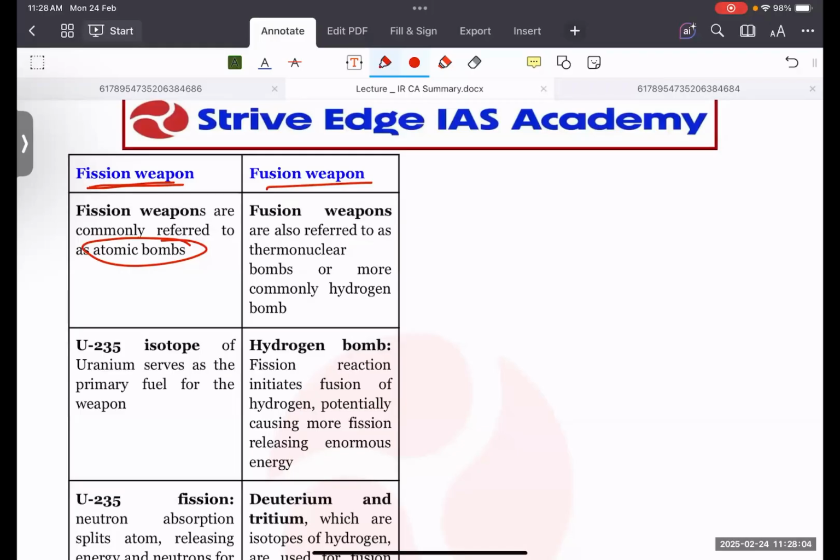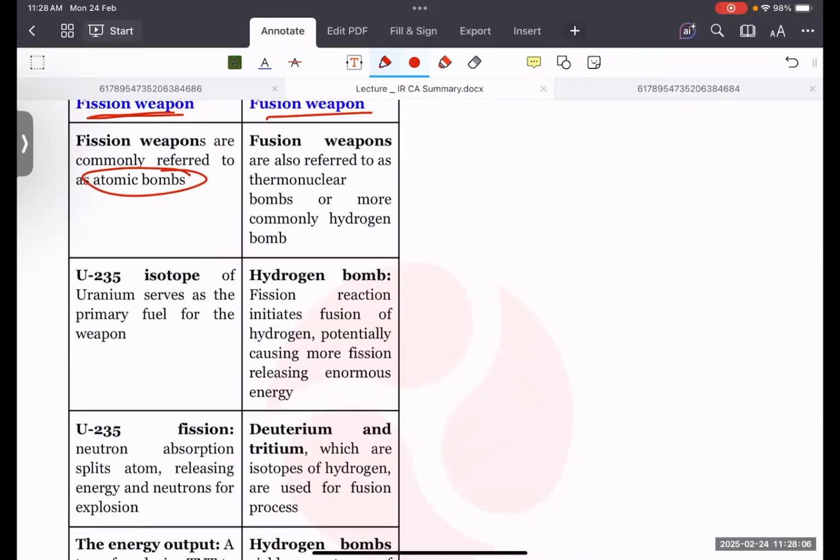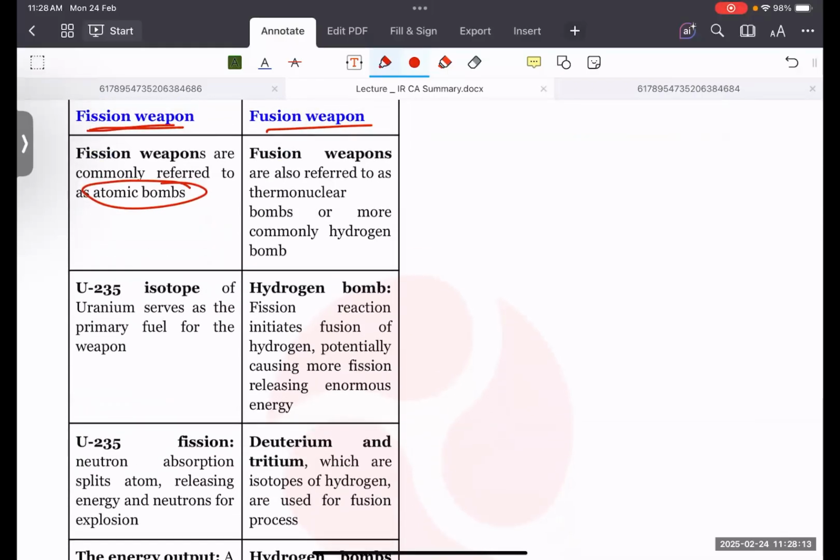We all know that fission is the breaking of particular atoms. But fusion is the combining of atoms from the elements. So fusion weapons are referred to as thermonuclear bombs, or more commonly hydrogen bombs. This is the basic difference in the terminology used: the atomic bomb is the fission weapon, and the hydrogen bomb or thermonuclear bomb is the fusion weapon.